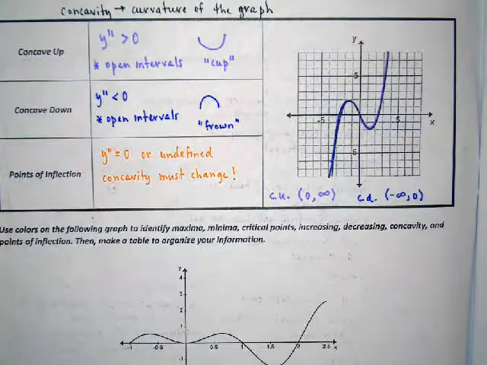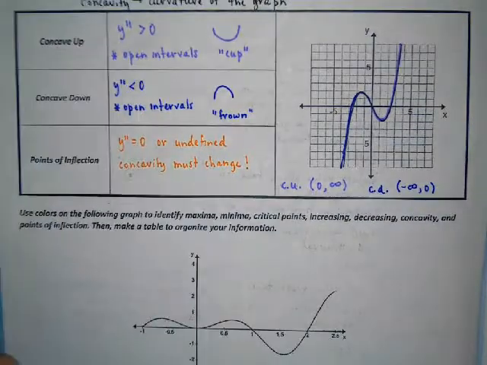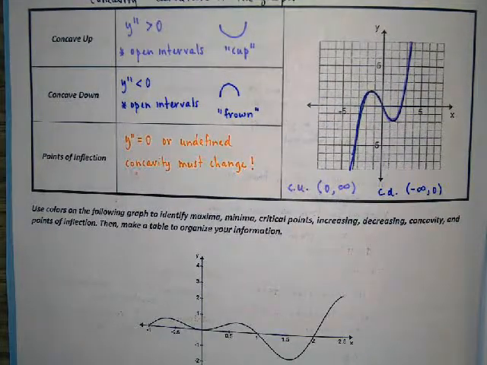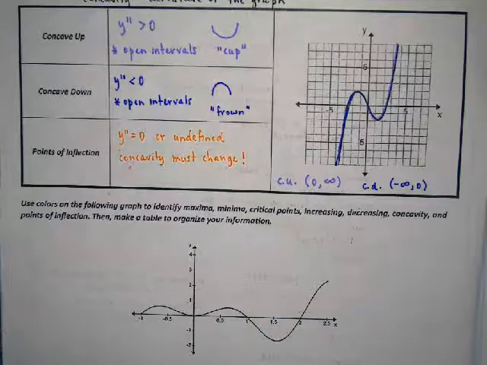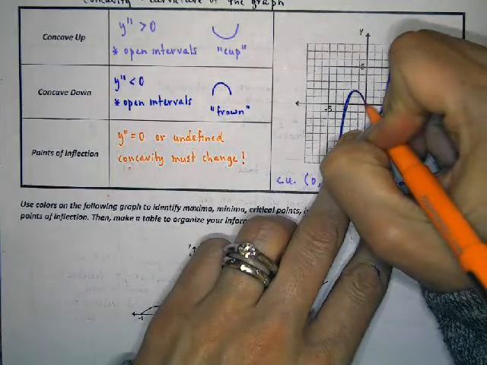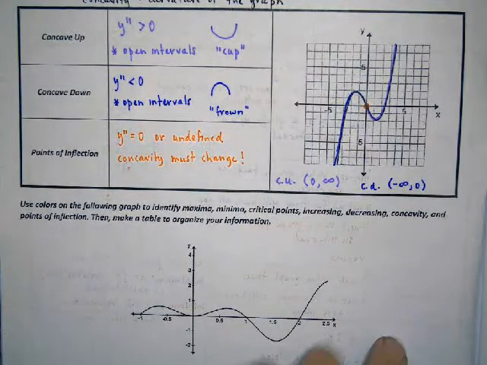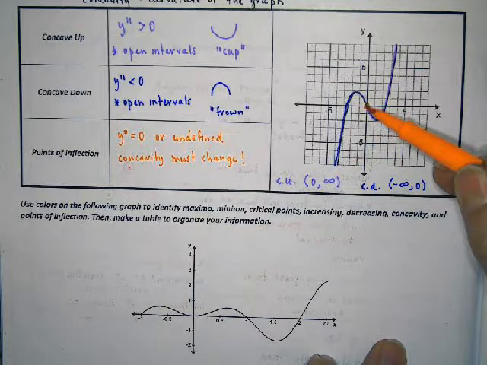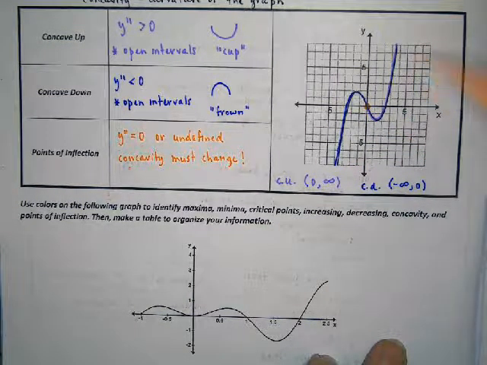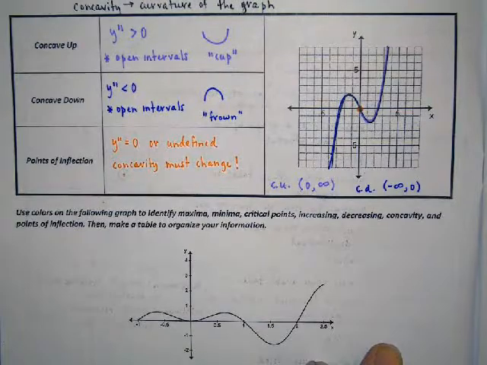So I can change from concave up to concave down or concave down to concave up, but without a change in concavity, I don't have an inflection point. And so here, this would be our point right here. I was concave down, and then at this point I changed to concave up.